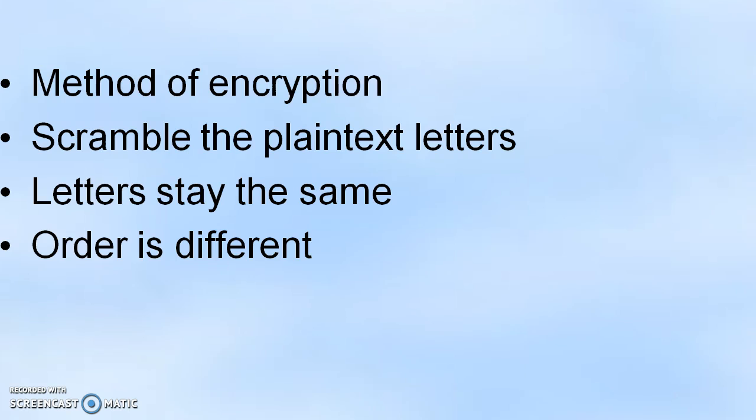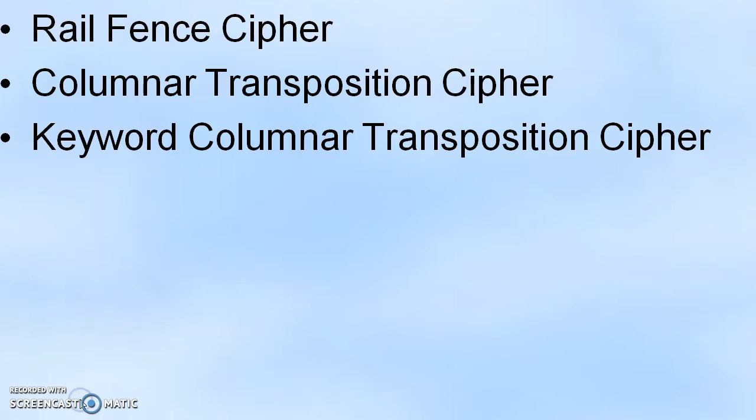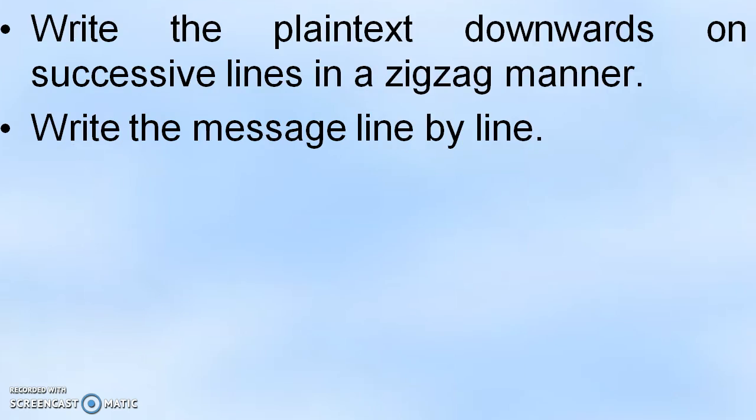Okay. Now let us see what are the different types of transposition ciphers. We have three different types of transposition ciphers, that is rail-fence cipher, columnar transposition cipher, and keyword columnar transposition cipher. So first of all, what a rail-fence cipher is. A rail-fence cipher is obtained by writing the plain text downwards in different lines in a zigzag manner.